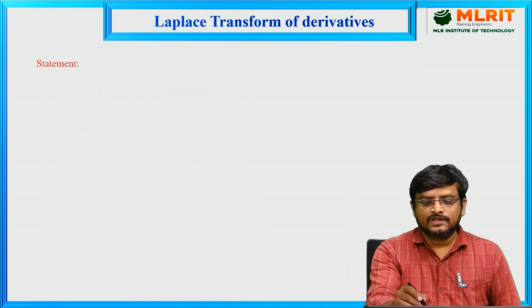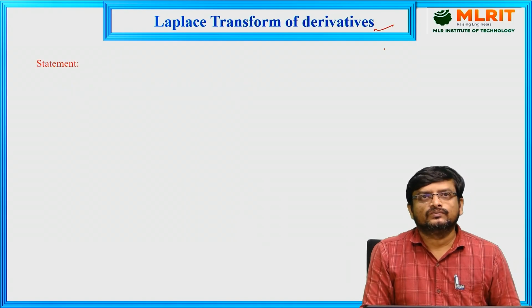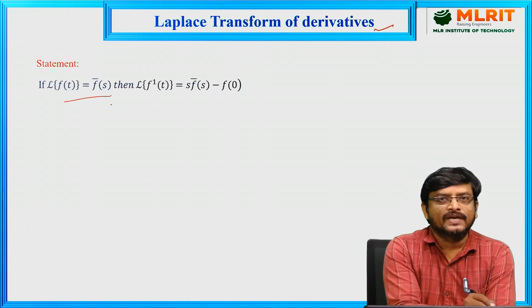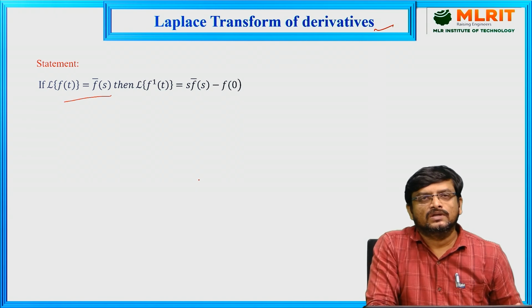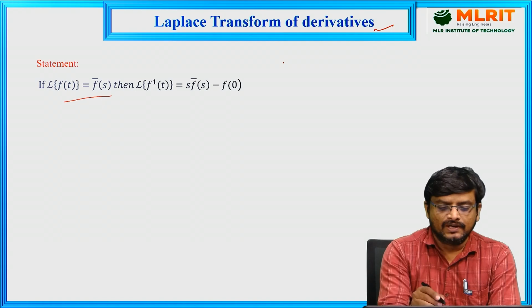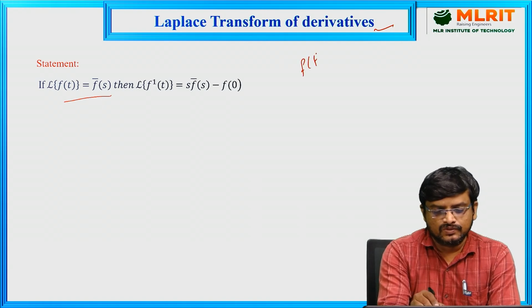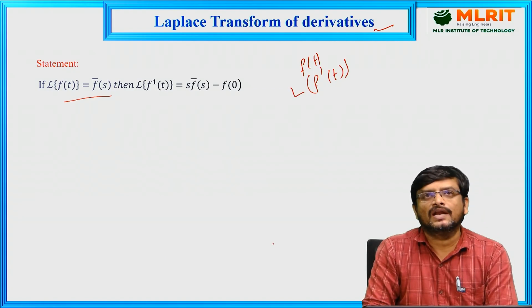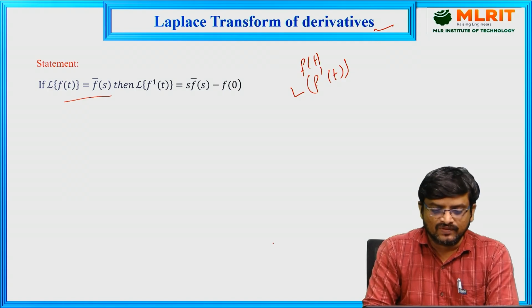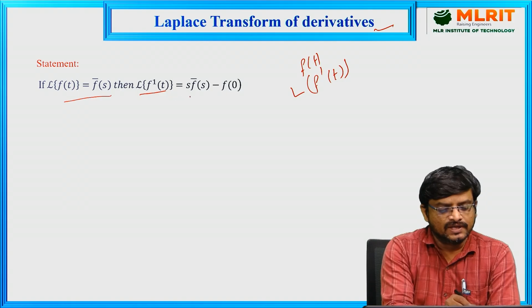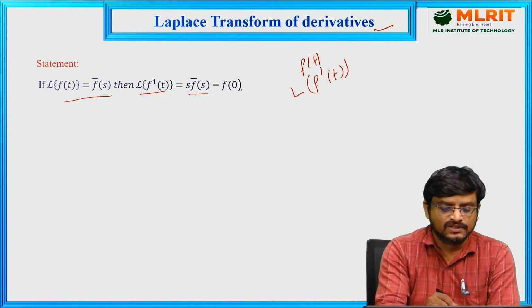So first we will concentrate on the Laplace transform of derivatives. Now we will take the statement: L of f of t is equal to f bar of s. Then the Laplace transform of f dash of t. Here we are taking the function f of t, and if you apply the derivative, you will get f dash of t. For this function, we are going to see how to find the Laplace transform for the derivative of f of t. That is given by Laplace transform of f dash of t is equal to s into f bar of s minus f of 0.